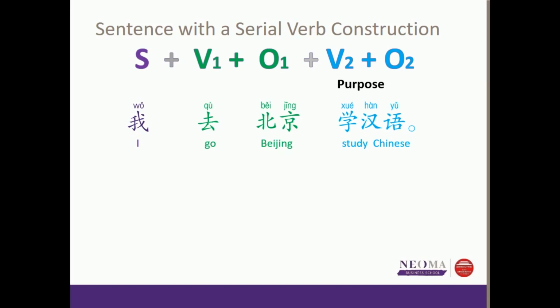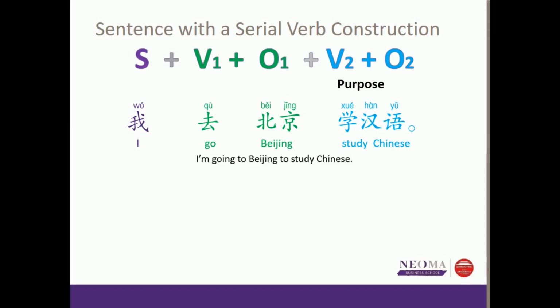For example, 我去北京学汉语. Subject I, 去北京, go to Beijing. Beijing is a place, and this place can be abbreviated. I'll talk about this in detail later. So I go to Beijing to do what? 学汉语. In this sentence, 去 and 学 are both verbs. They carry different objects. Studying Chinese is the purpose for going to Beijing. So the sentence means I'm going to Beijing to study Chinese. 我去北京学汉语. One more time. 我去北京学汉语.